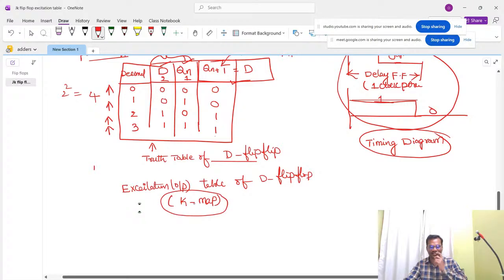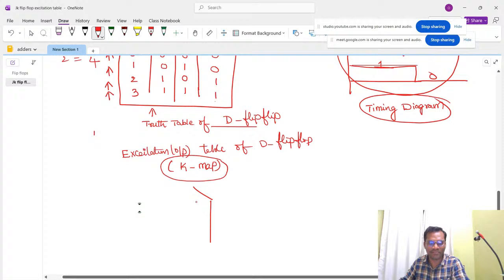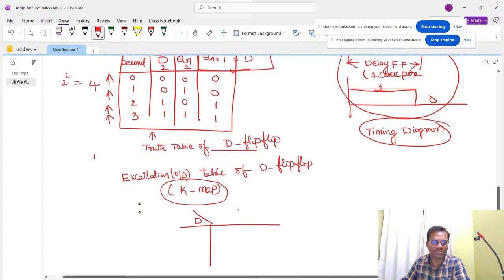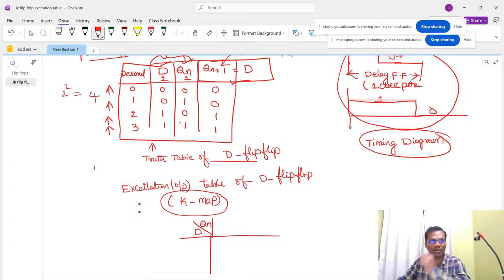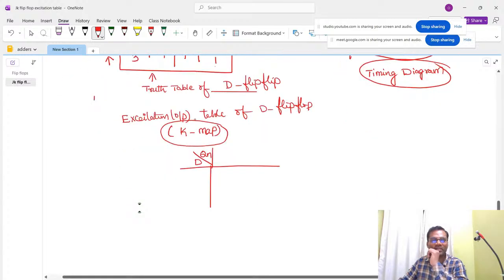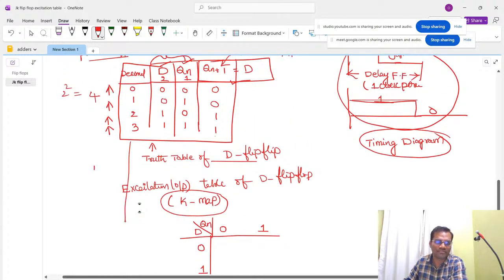How do we do this K map? How many inputs are there? D and Qn. We draw one line, take D on one side, and the one more input, Qn, we draw on this side. We have to get four combinations. First we draw 0 here and 1 here, and here we take Qn equal to 0 and 1. What is the combination? 0 0 means 0, 0 1 means 1, 1 0 means 2, 1 1 means 3. The same as we got here, we are going to construct here.